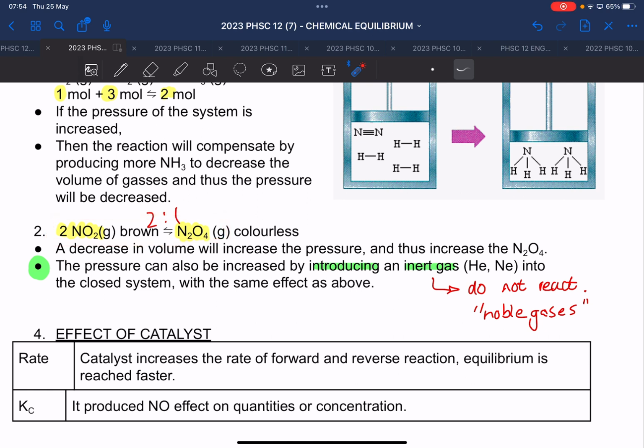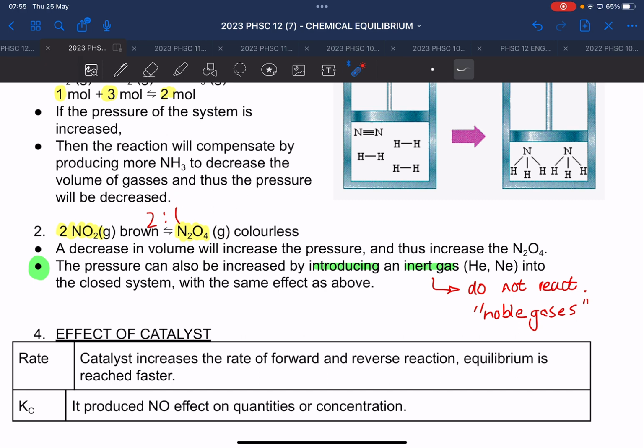You're increasing the pressure. You are making the volume that the gases that want to react can move in smaller, limiting them. So if you introduce an inert gas, you add that to it, then you are increasing the pressure. Okay? And then increasing the pressure goes to the side with the smallest mole, so it will produce more of that.